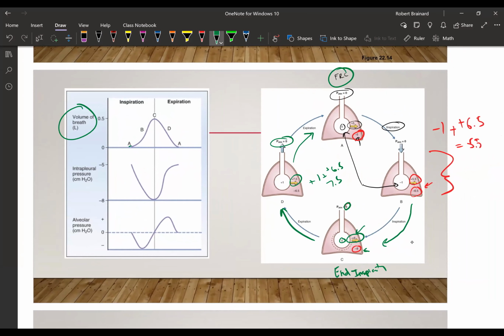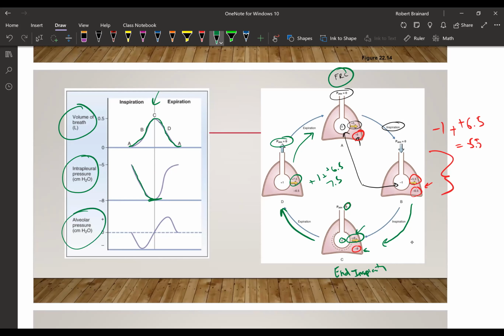The volume is starting at A, and then it's increasing. At the end of inspiration, you have the highest lung volume, right? And then when you expire, it goes back down to FRC, okay? That's the volume. Intrapleural pressure: as we inspire, intrapleural pressure is at its most negative at the end of inspiration, okay?